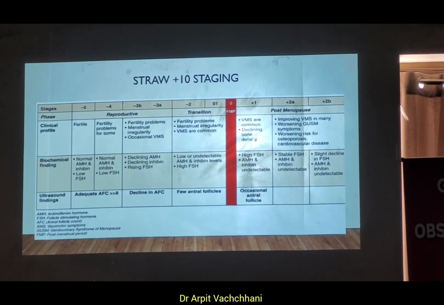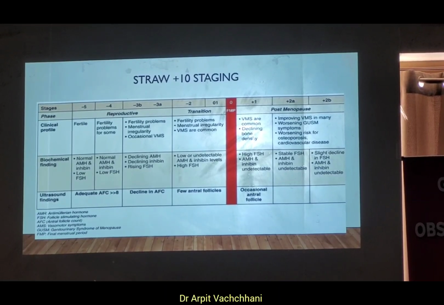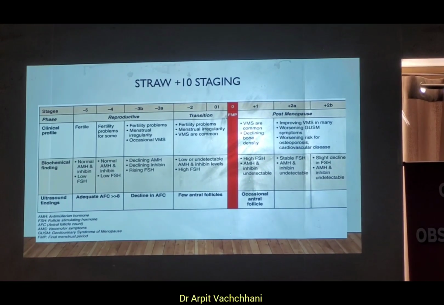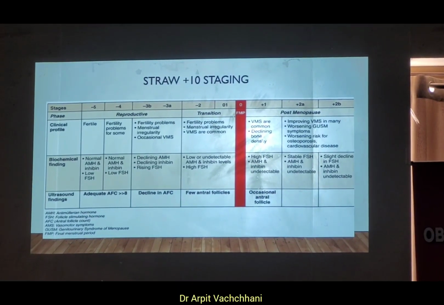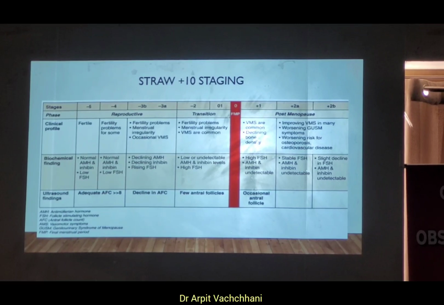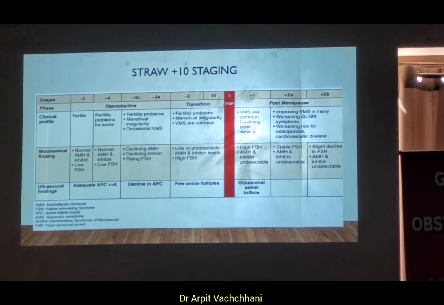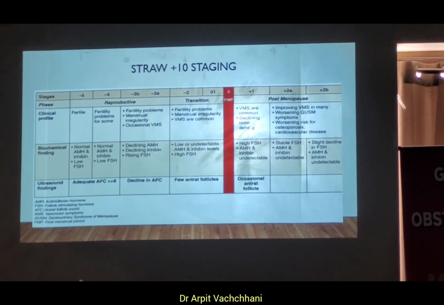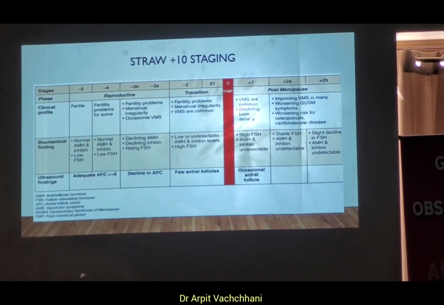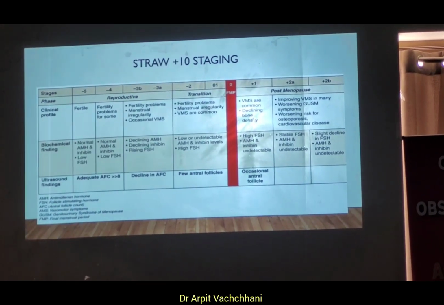So, what happens in -3B? In -3B, the patient may come to you with normal cycles. There will be no rise in FSH, but if you see, the AMH may be slightly low, and the AFC count may be slightly low. So no clinical symptoms, but the AMH may be low and the AFC may be low. Then when you go to -3A stage, the patient may come with shorter cycles and a slight increase in FSH, and the AMH and inhibin levels will keep on falling.